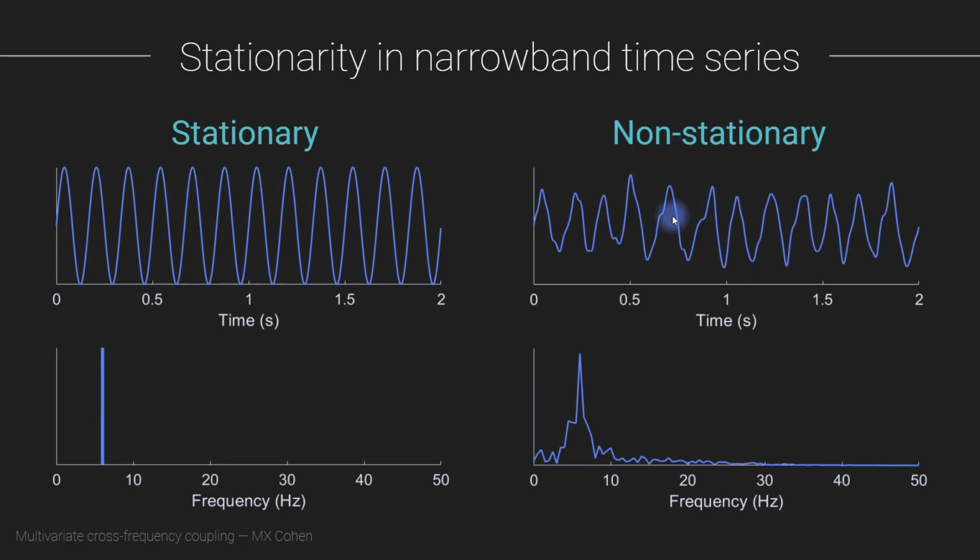A non-stationary signal has some variability, so it's changing over time. The amplitude is changing over time, the frequency is changing a bit over time, maybe there's some noise in there, and that has a power spectrum that looks a little bit wider. So it still has a peak at the right frequency, but you can see it's more spread out. It covers a much larger range of frequencies compared to this stationary sinusoidal rhythm.